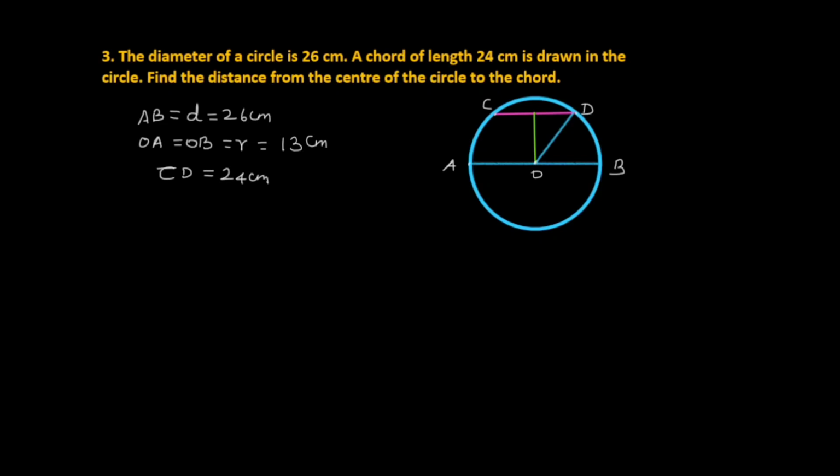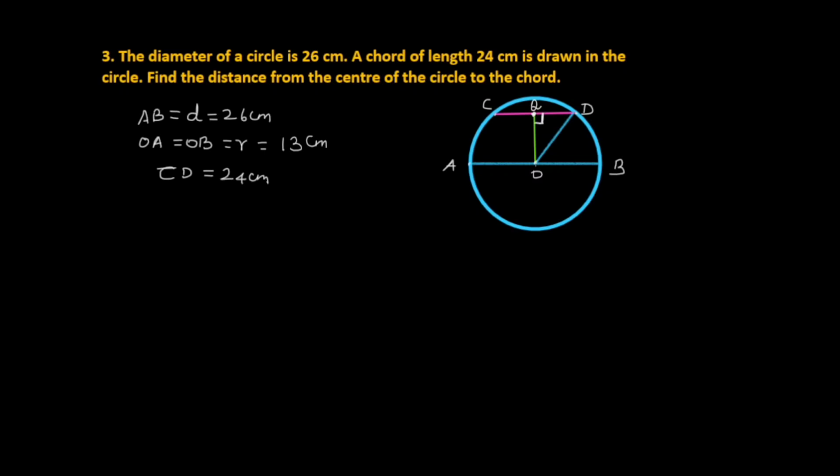So we need to find this distance, O to, let's take a point, this point Q. We need to find OQ. Distance, definitely distance means the distance between two lines. AB and CD are the chords, they are parallel. The distance between them is nothing but the perpendicular distance. We need to find OQ.